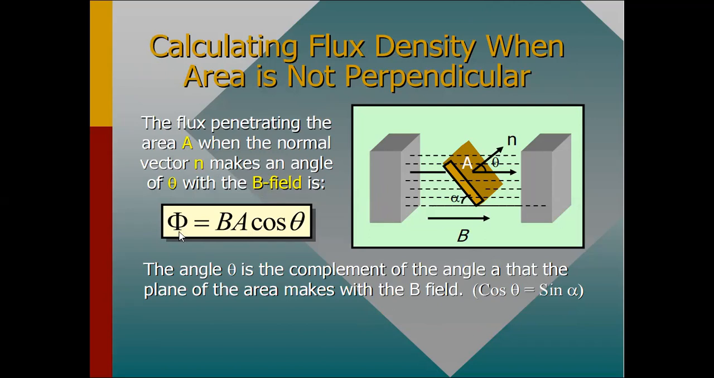Then this formula will be used: flux equals BA cos theta. If theta is 90 degrees, then cos 90 degrees goes to 1. This is why flux equals BA. We got the previous formula.